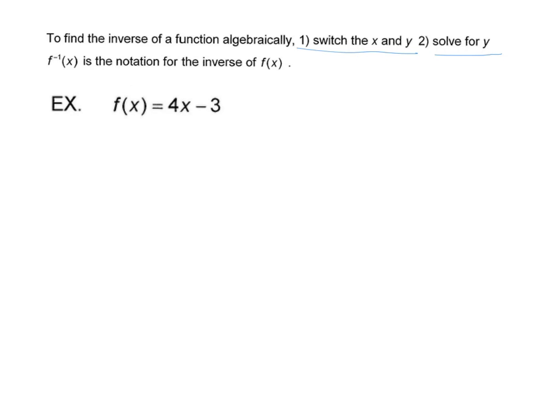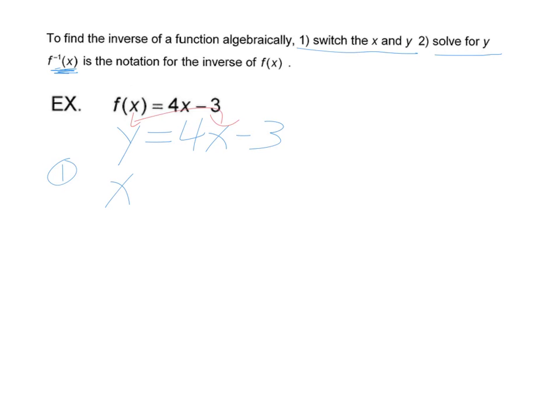f to the negative 1 of x is the notation for the inverse of f of x. It doesn't really mean f to the negative 1 power. That notation means inverse. So the first step is to switch the x and the y, but there is no y in this problem. But f of x and y can be interchanged. So when you see f of x, you can replace that with a y.